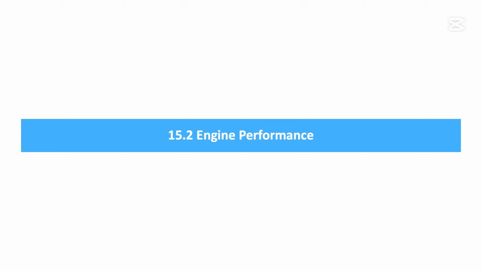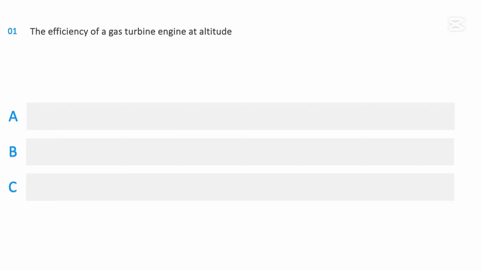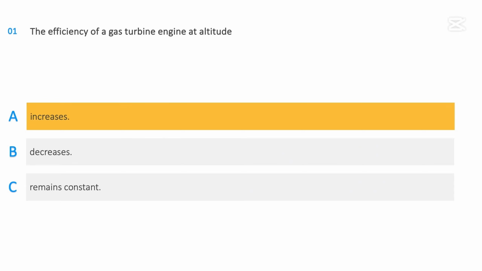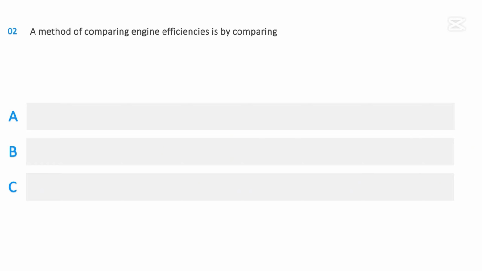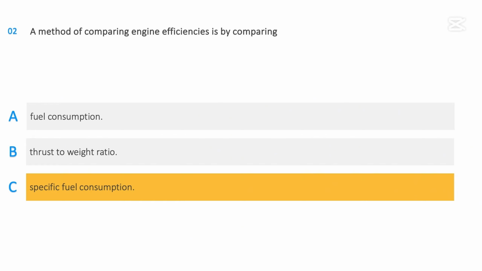Subsection 15.2, Engine performance. The efficiency of a gas turbine engine at altitude increases, decreases, remains constant. The correct answer is increases. A method of comparing engine efficiencies is by comparing fuel consumption, thrust to weight ratio, specific fuel consumption. The correct answer is specific fuel consumption.